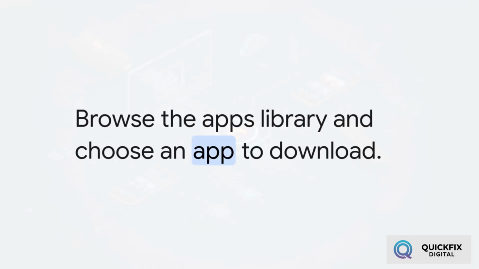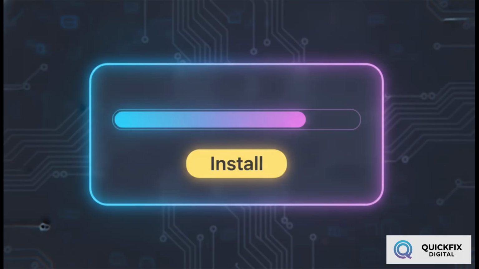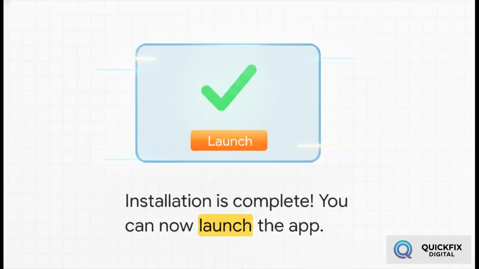Step 4, you're in the library. Now just pick whichever app you want to start downloading. Step 5, as soon as that download completely wraps up, just click Install. Step 6, and you're done. Installation is complete, so go ahead and launch your new app.